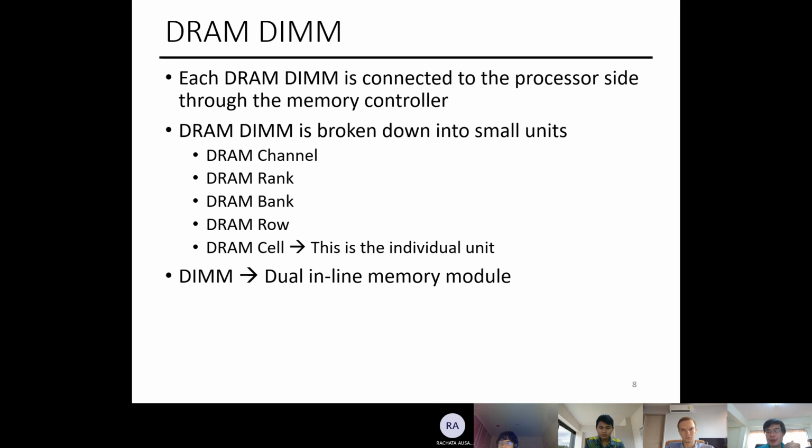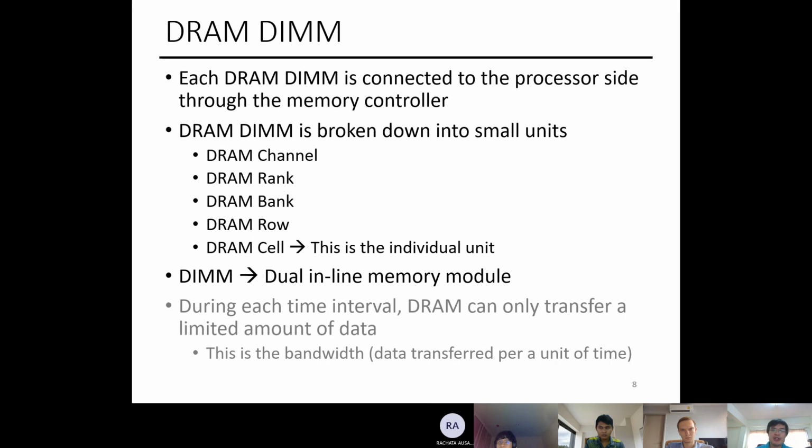DIMM stands for Dual Inline Memory Module, and I'll tell you what it means. During each time interval, DRAM can only transfer a limited amount of data, right? And this is the bandwidth as we know it. There's a certain bus that connects the DRAM DIMM to the processor. That bus has a certain number of bits. It can transfer a limited amount of electrons. Anyone want to take a guess where that bus is on your motherboard?